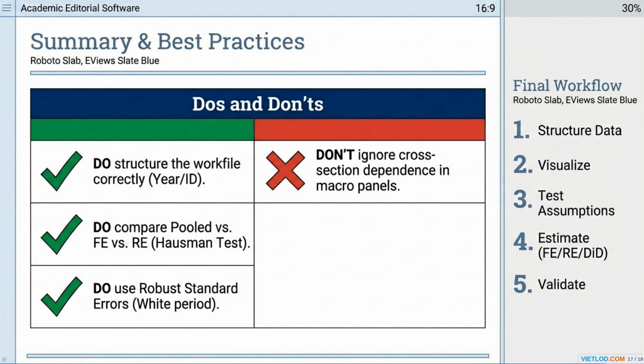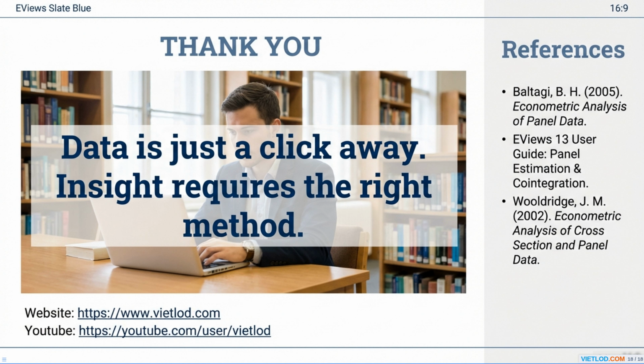To summarize, let's look at the essential workflow and best practices for panel data analysis. First, always structure your data correctly, defining both the cross-section and time series IDs. Then, visualize your data to understand its characteristics. Next, test your assumptions to choose the appropriate model, comparing pooled, fixed effects, and random effects, often using the Hausman test. After selecting the model, proceed with the estimation. Finally, validate your results with relevant diagnostics.